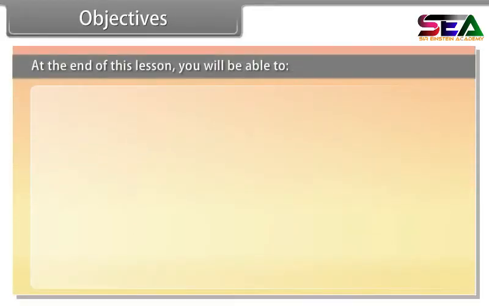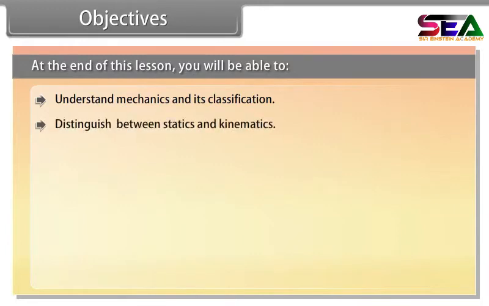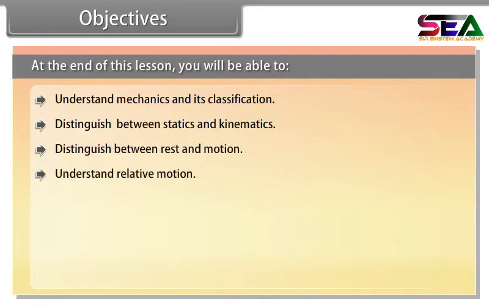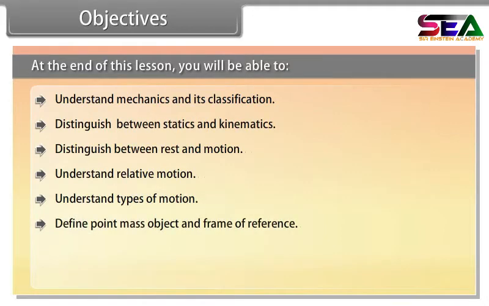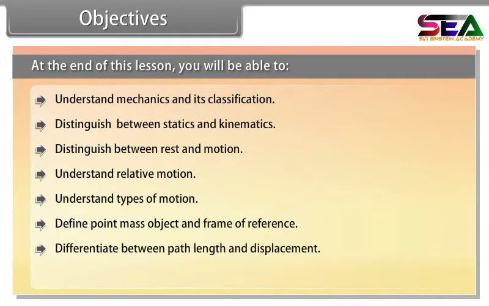Objectives. At the end of this lesson, you'll be able to understand mechanics and its classification, distinguish between statics and kinematics, distinguish between rest and motion, understand relative motion, understand types of motion, define point mass object and frame of reference, differentiate between path length and displacement, and the difference between speed and velocity.